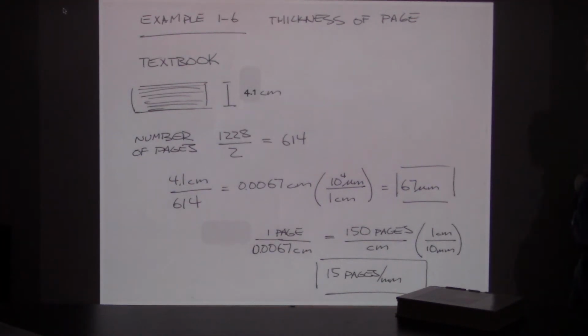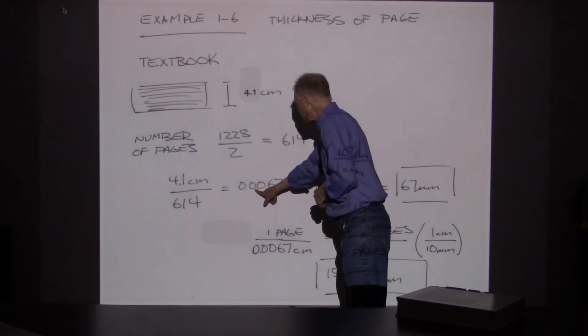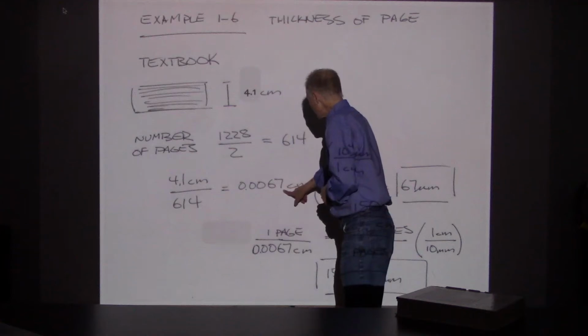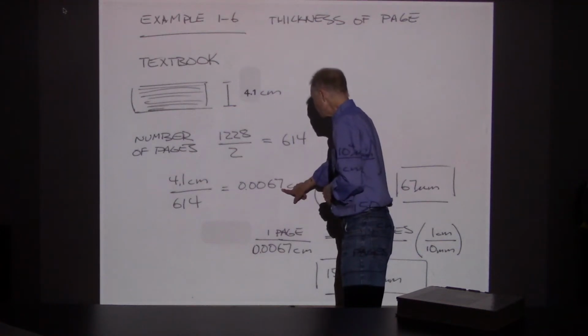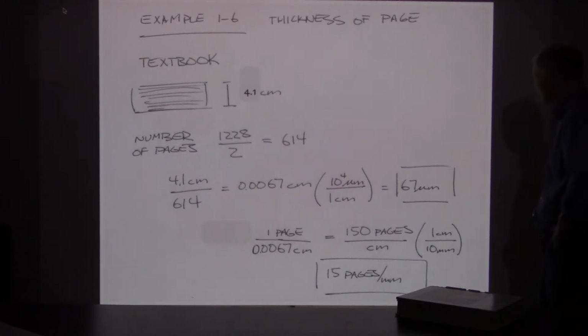Okay, or did it? Now I'm worried. I'm a little sus. No, I think that works out, because moving the decimal to here would put it in millimeters. Microns would be a factor of 1,000, so the decimal would move to here. So yeah, 67 microns is the thickness of the page.